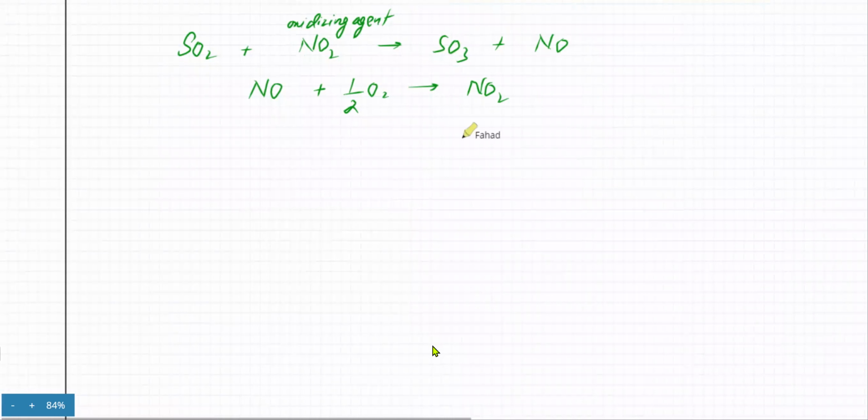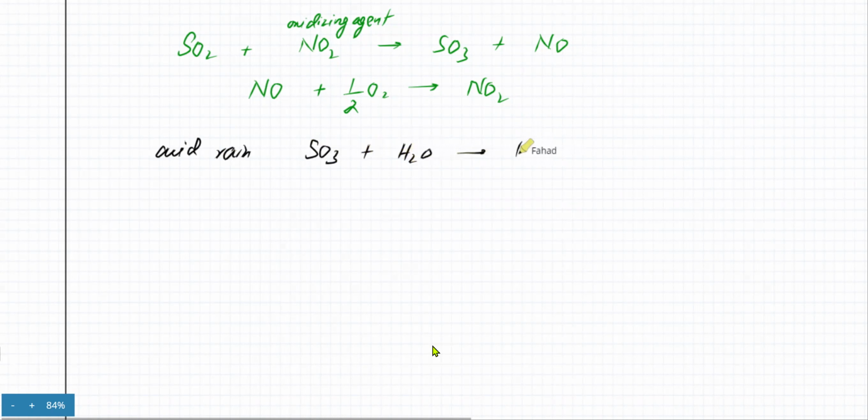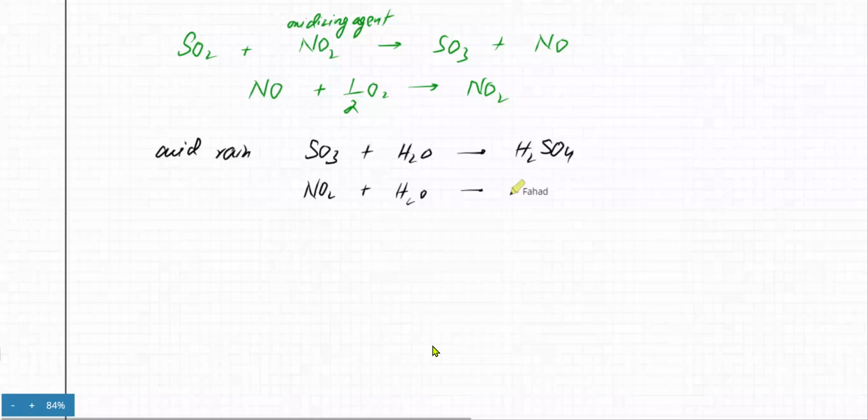So the last step is, how is acid rain formed? Now acid rain is formed when these gases mix with water. For example, SO3 mixes with water and ends up producing sulfuric acid, which is H2SO4. Similarly, NO2 gas would also react with water to produce two acids. One is nitric acid, the other one is nitrous acid. So these gases are produced and acid rain is produced.